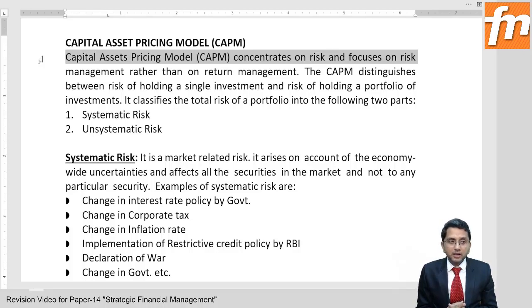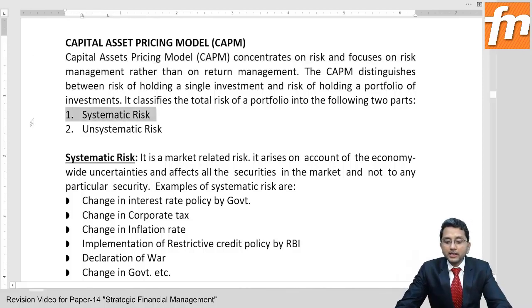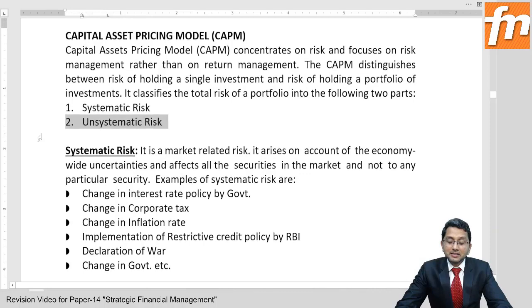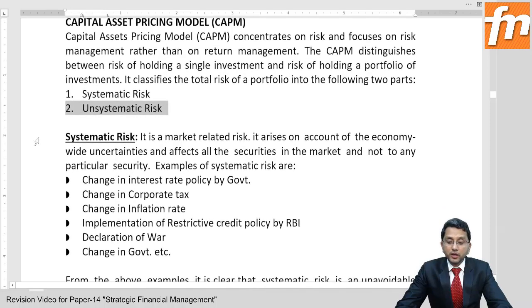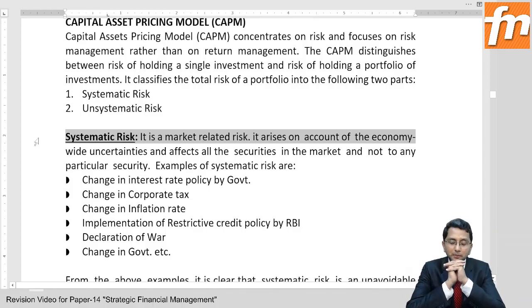This risk can be divided into two parts. One is the systematic risk and the other one is unsystematic risk. That is, the price of the share may fluctuate due to two reasons. Systematic risk means something which affects the entire share market, hence it is also affecting your share. That is named as systematic risk.